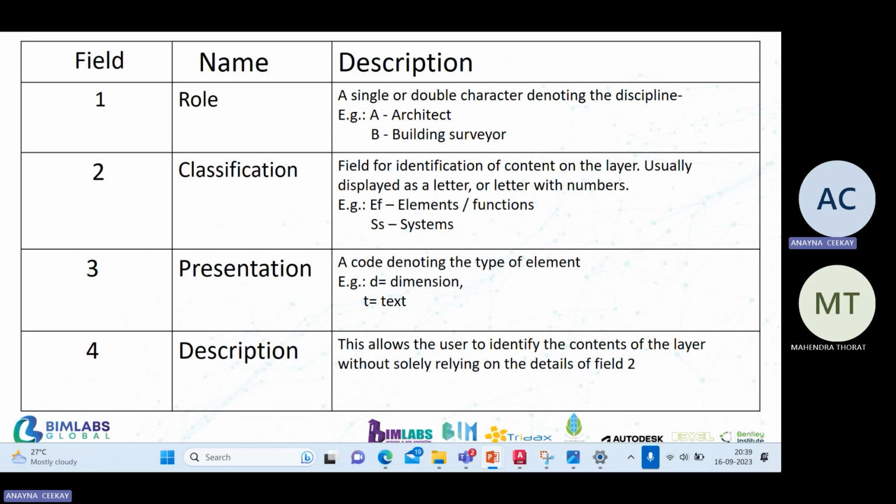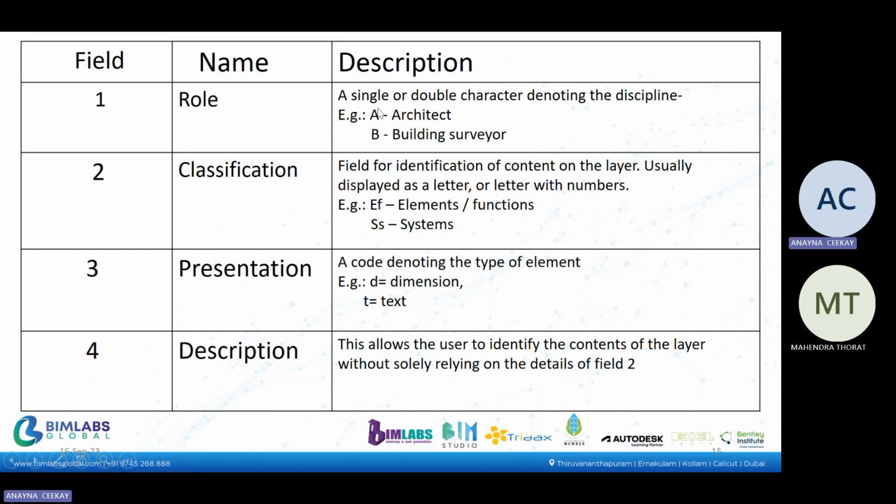These are the descriptions of each field. The first field is role. A single or double character denotes the discipline. For example, if it says A, then it means architect. If it is B, then it is building surveyor. Field 2 is classification. It is a field for identification of the content in the layer, usually displayed as a letter or letter with number. For example, if it is given as EF, then it means elements or functions. If it is SES, then it is systems.